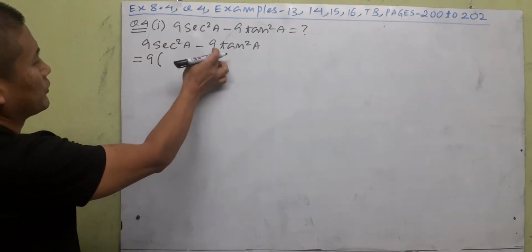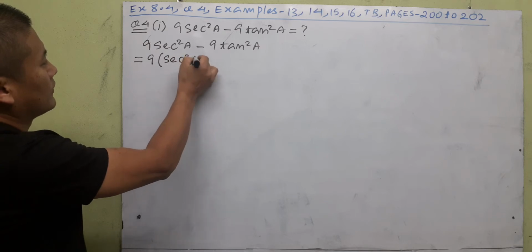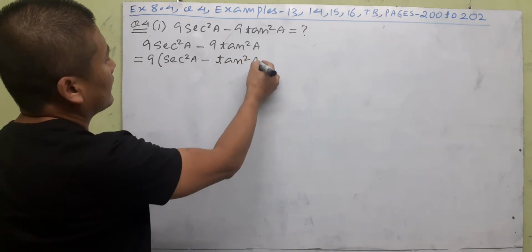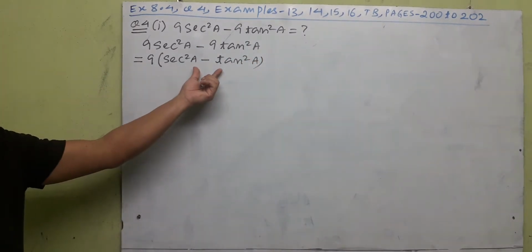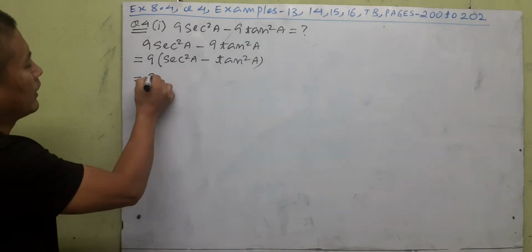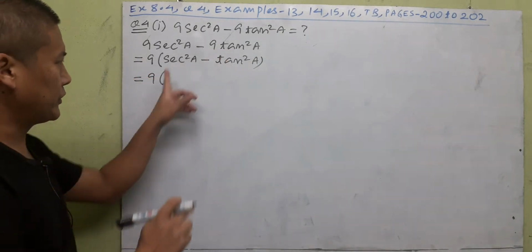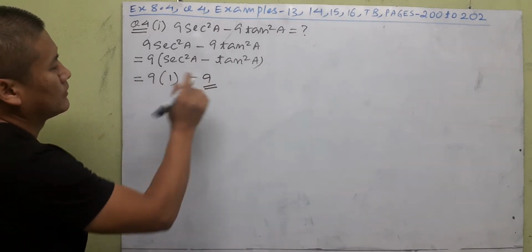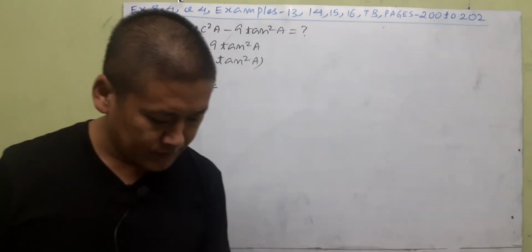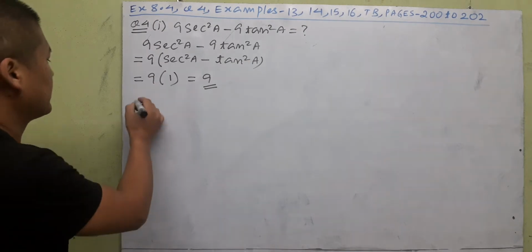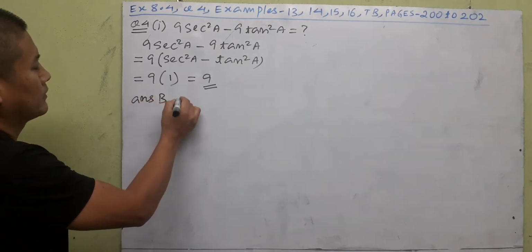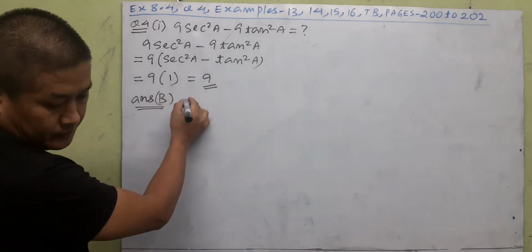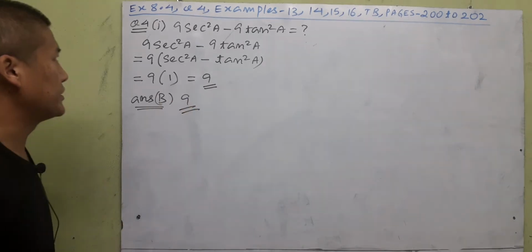9 is the common factor in both terms, so outside the bracket, 9 into sec square a minus 1 has been taken out, so here tan square a. We can write in this form, right? So here 9 into, by formula we know that sec square a minus tan square a is equal to 1, so our answer is now 9. So the options that are given, B is the one that matches, so the answer is B, which is 9. So that is the answer.